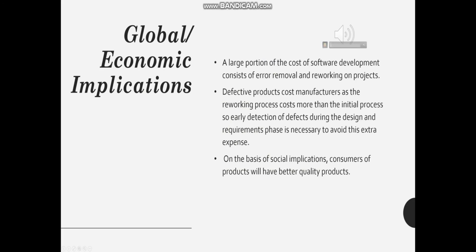Hi, I'm Jonathan Christie, and I'm going to talk about the global and social implications of detecting a defective can. A large portion of the cost of software development consists of error removal and reworking on projects. Defective products cost manufacturers, as the reworking process costs more than the initial process. So that is why having a high level of defect detection costs a lot more than a moderate level.